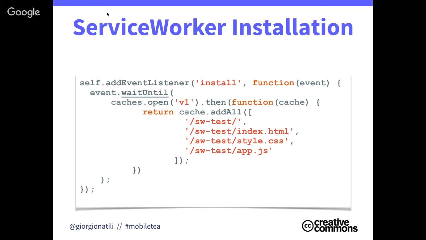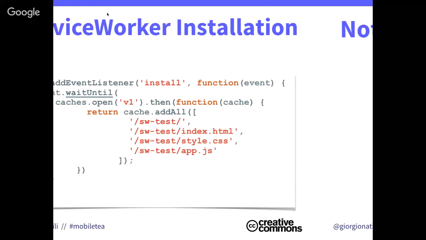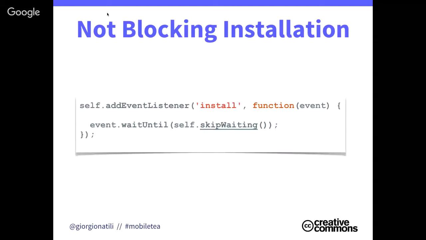You can add all the files that you want. It's very important that you can also skip the waiting time and perform what is known as a non-blocking installation. So rather than having the service worker waiting for the cache to be initialized and pre-populated, you can skip and say, hey, self.skipWaiting. This self is the service worker itself.